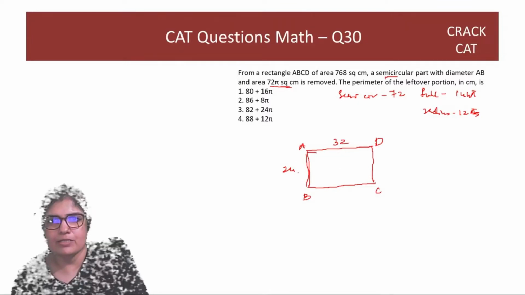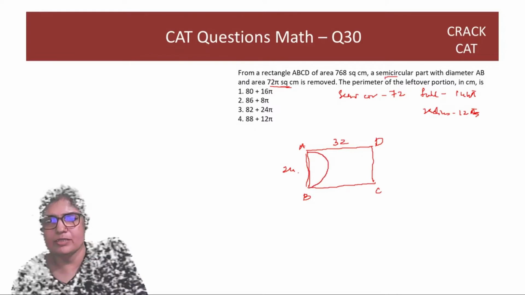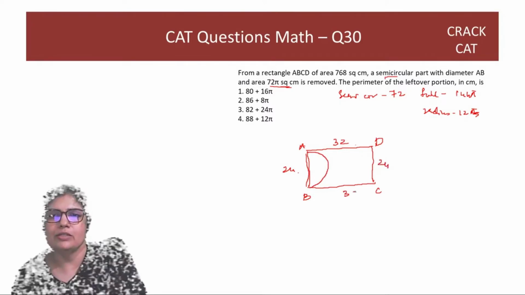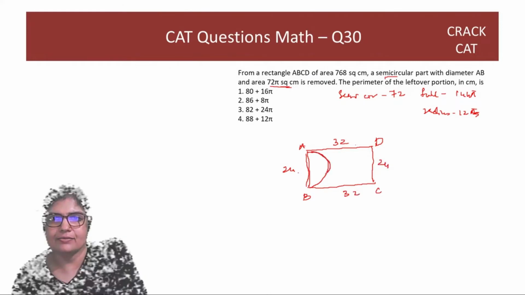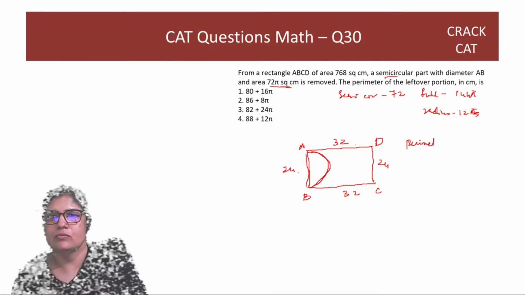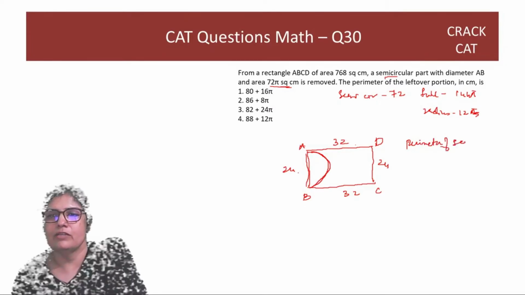So if you remove the semicircular portion, what is the perimeter going to be? It's going to be 32, 24, 32, and this. So that is the perimeter of the semicircle without the diameter, right?